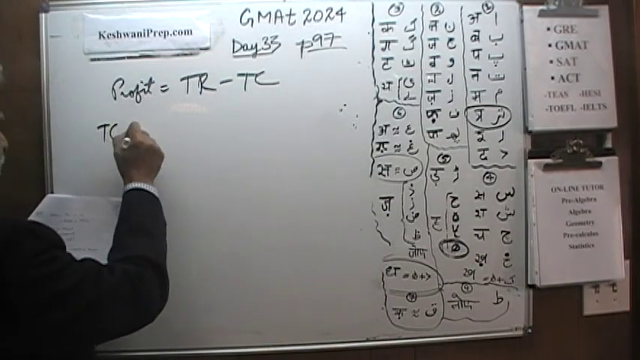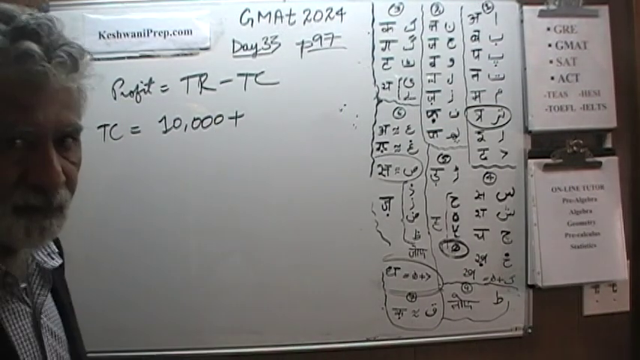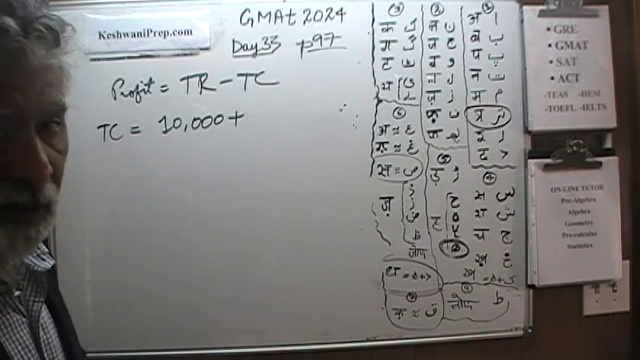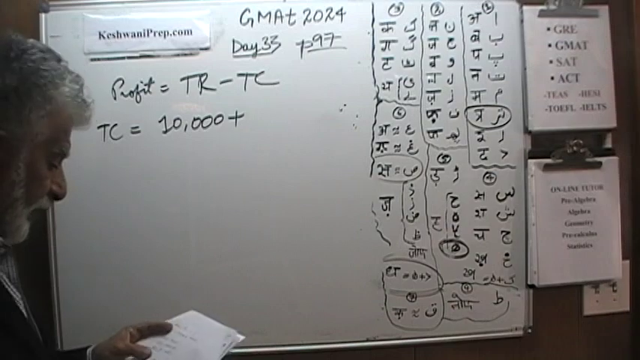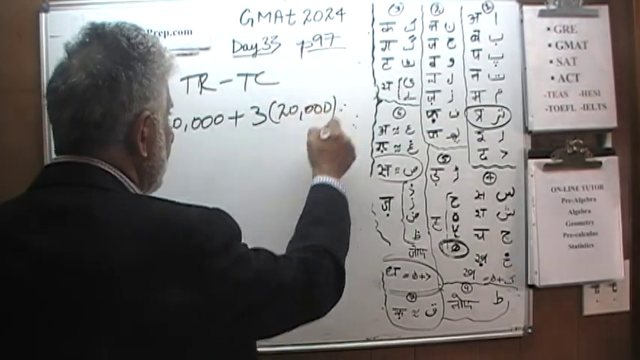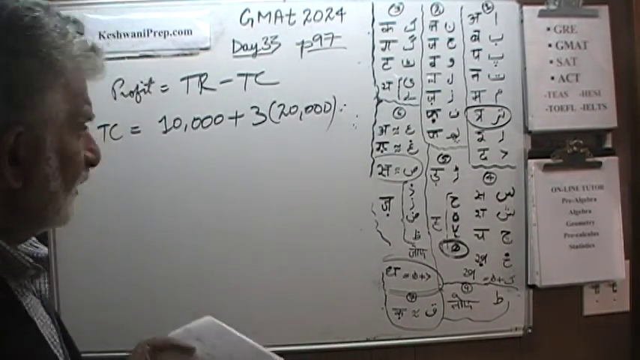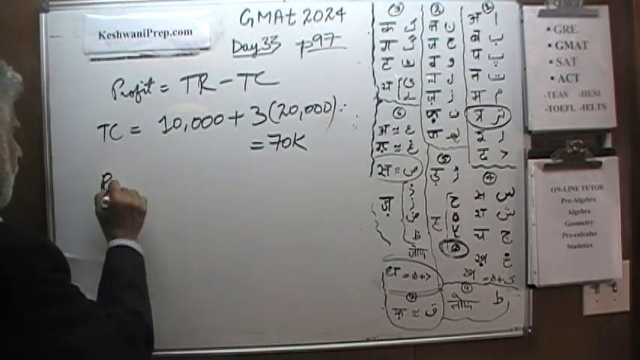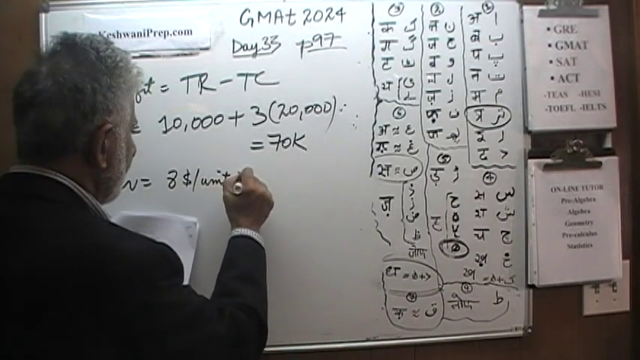The total cost is $10,000 that we are told we need to spend up front to buy the equipment, and then we are told that once we start making these things, it costs us $3 to make each of these units, and we made 20,000 of them. Each of them cost $3 to make, so we spent $60,000. Our total cost is $70,000. Our revenue: we sold them for $8 per unit, and we sold 20,000 units.